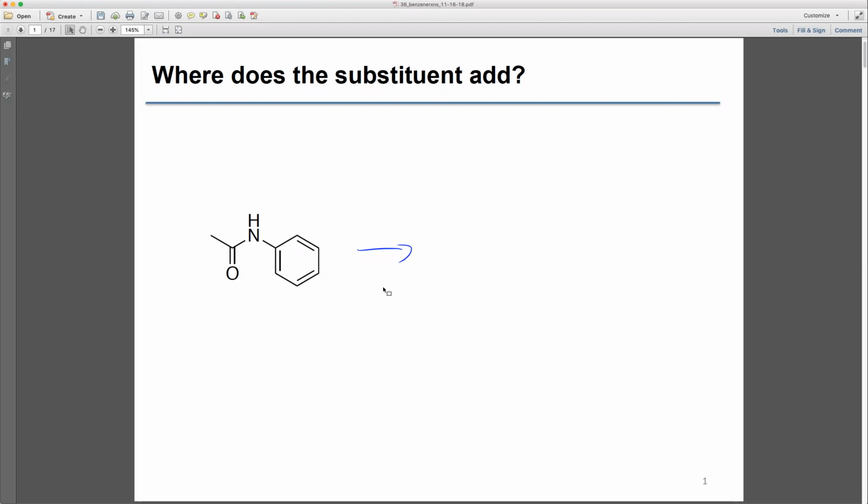Okay, so what does everyone think? Is this substituent going to be an activator or a deactivator? And how do we know? All right, we have a vote for activator. So what criteria do we look for? Lone pairs being able to be pushed into the ring, exactly.